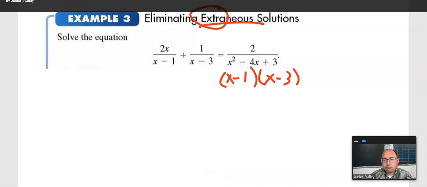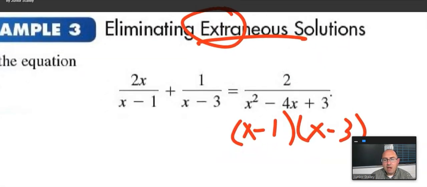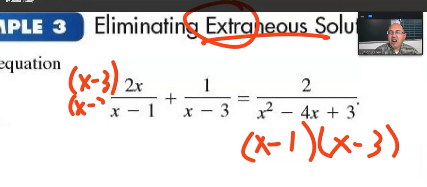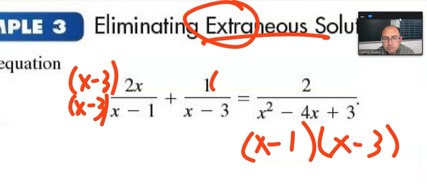So to continue here, let me zoom in a little bit more. What's the first one missing? Well, the first one's missing an x minus 3, top and bottom. And what's the second one missing? It's missing an x minus 1, which I'm going to write below because I'm running out of room.